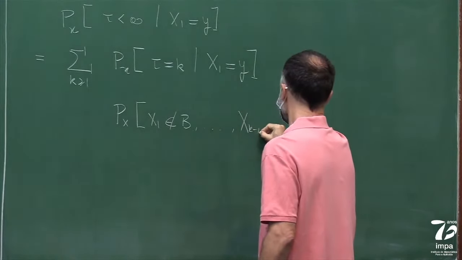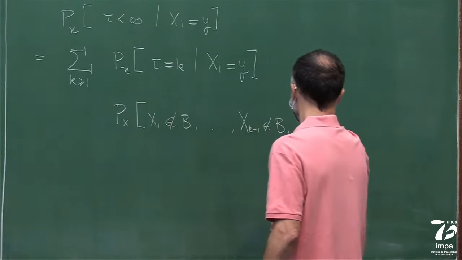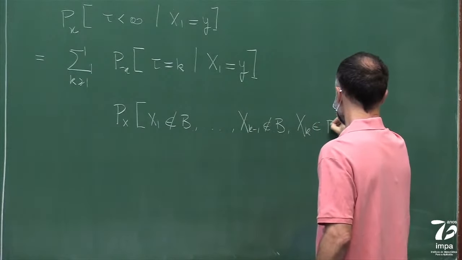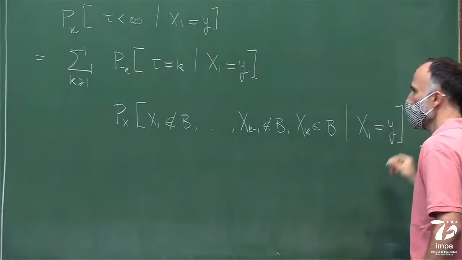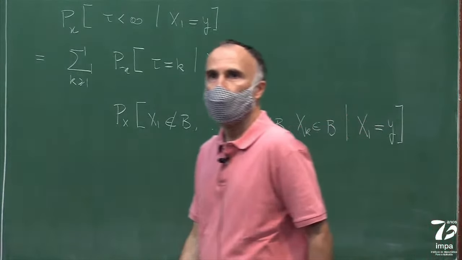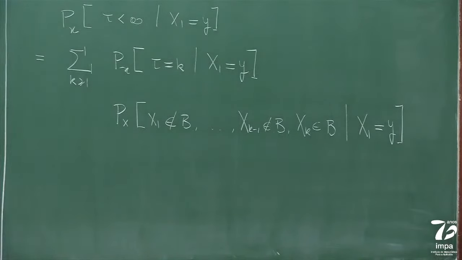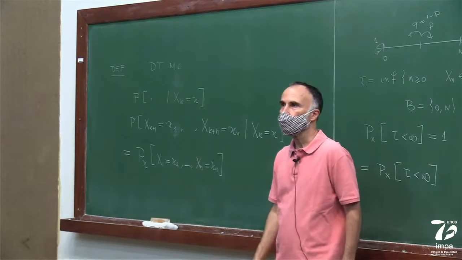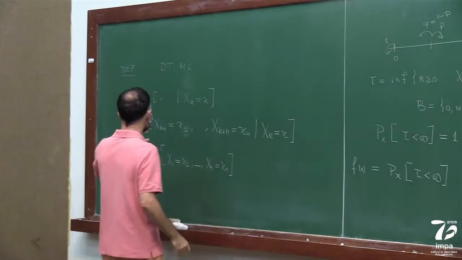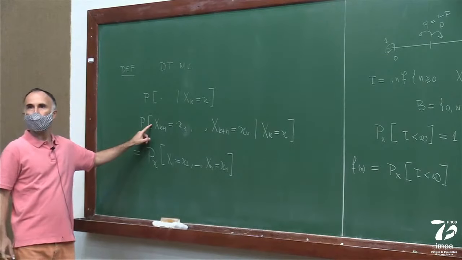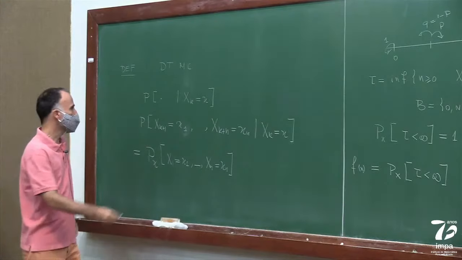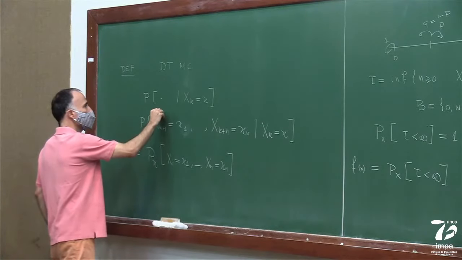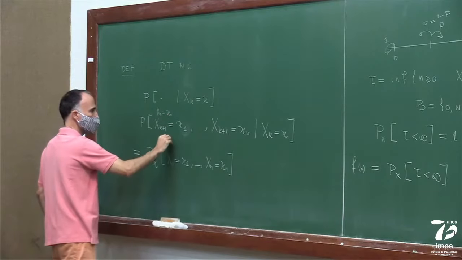Xk minus 1 does not belong to B. Xk belongs to B, given that x1 is equal to y. Right? And now I have an expression which is exactly like this one. The only difference is that I have also xk here, but I can also put xk here. The same, I could have xk equal to x0 in this equation.